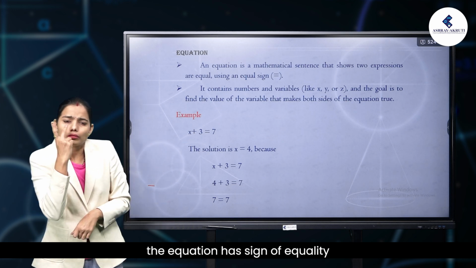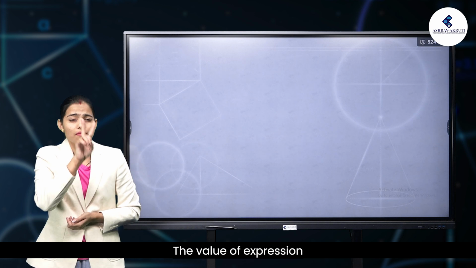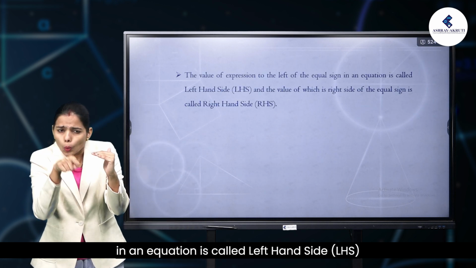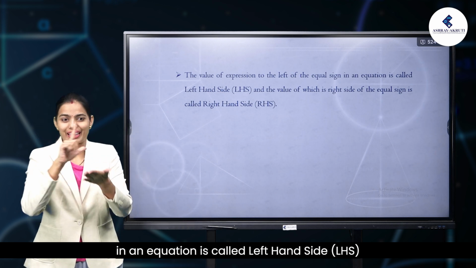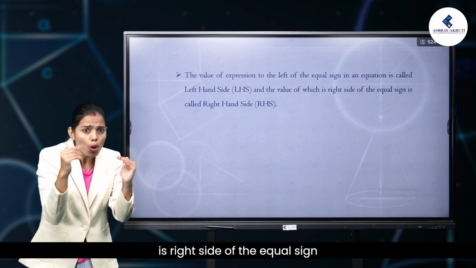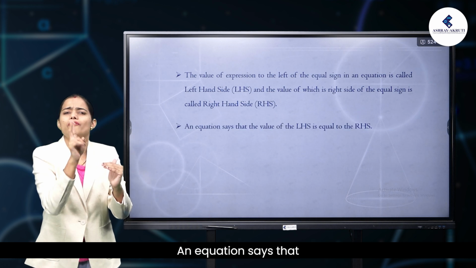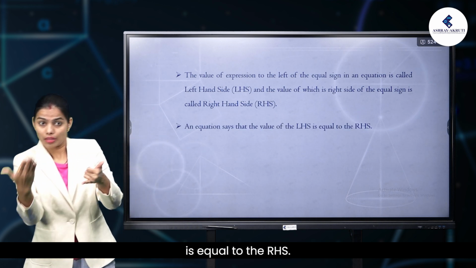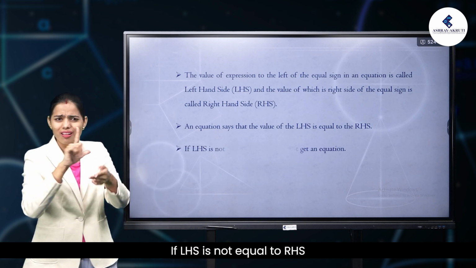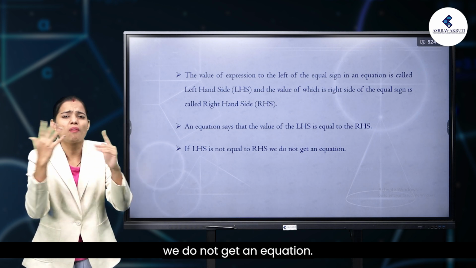We can see that the equation has a sign of equality between its two sides. The expression to the left of the equal sign in an equation is called the left-hand side, LHS. The expression to the right of the equal sign is called the right-hand side, RHS. An equation says that the value of the LHS is equal to the RHS. If LHS is not equal to RHS, we do not get an equation.